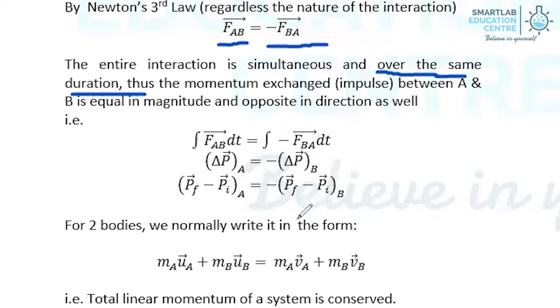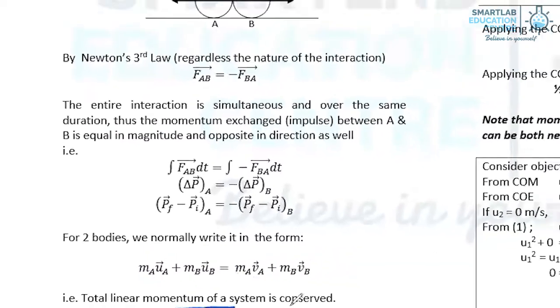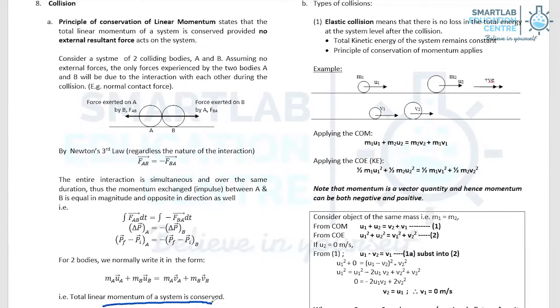By rearranging them mathematically, you will find that the momentum of the bodies before collision is equal to the total momentum of the bodies after collision. So the momentum of a system is conserved. Typically, we call this the conservation of momentum, and in short, the acronym COM.